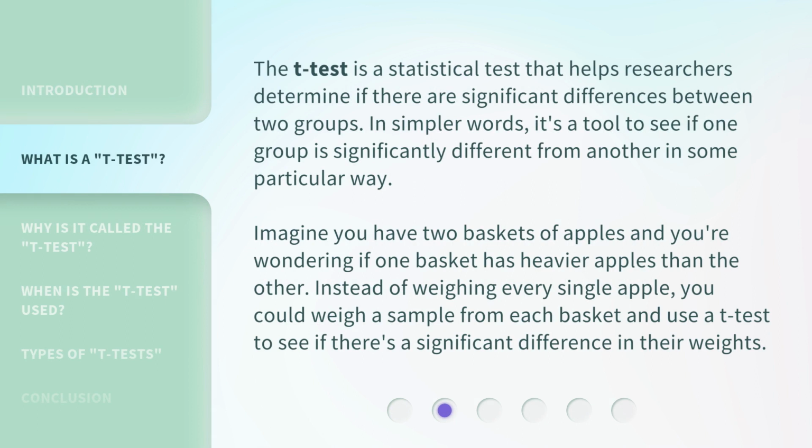The t-test is a statistical test that helps researchers determine if there are significant differences between two groups. In simpler words, it's a tool to see if one group is significantly different from another in some particular way. Imagine you have two baskets of apples and you're wondering if one basket has heavier apples than the other. Instead of weighing every single apple, you could weigh a sample from each basket and use a t-test to see if there's a significant difference in their weights.